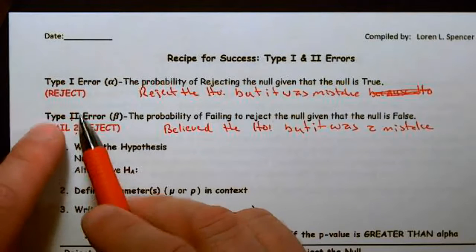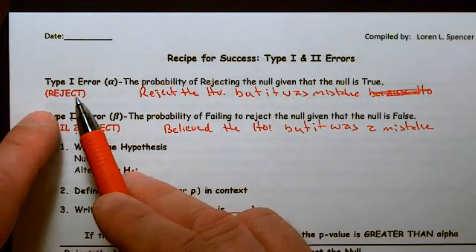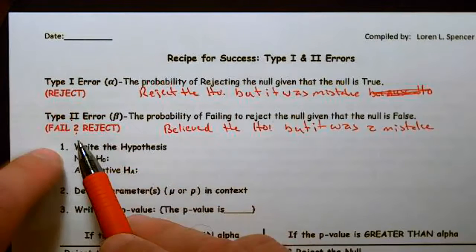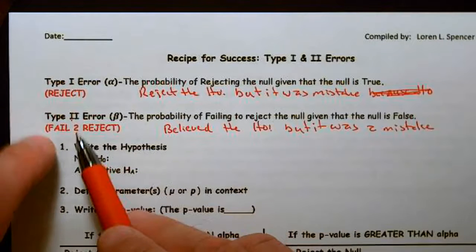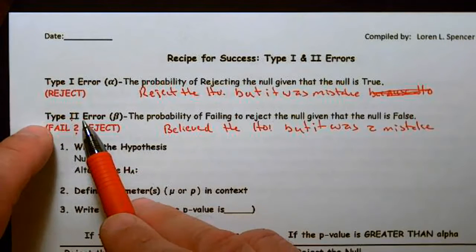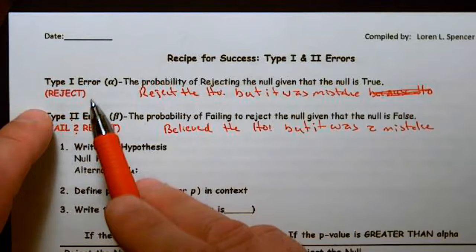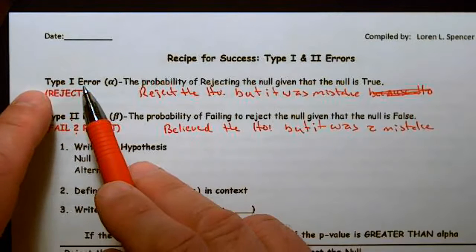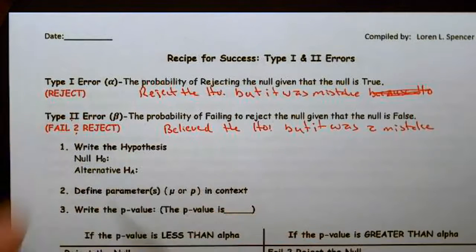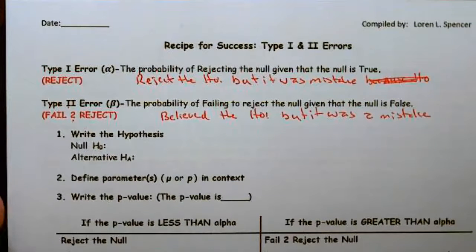And our decisions are either going to be, when we run a hypothesis test, we either reject or we fail to reject. If we fail to reject, the only type of error we can make is a type 2. If we reject, the only type of error we can make is a type 1. All right? So whenever we are doing a test or we're going to sit there and go, hey, what type of error might we have committed?